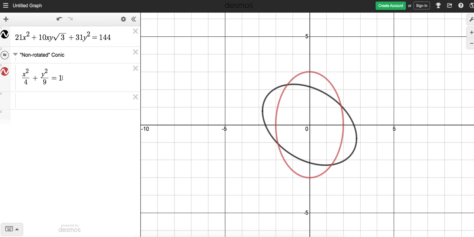What we're going to look at today is determining, let's say we took the top of this ellipse here and the top of this ellipse here, how many radians or degrees we'd rotate our graph to essentially eliminate this xy term, this 10 root 3 xy term, and we would have our ellipse like we have right here, x squared over 4 plus y squared over 9 equals 1.